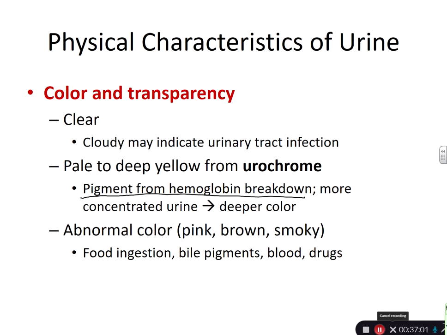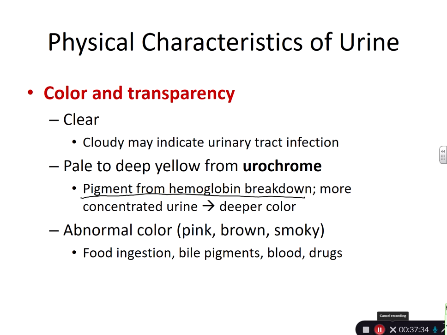An abnormal urine color would be like pink or brown, or smoky. If your urine is brown, what does that mean? Sometimes it could be blood. Usually it's more of a pink color if you've got red blood cells in there. Brown means you are severely dehydrated, right? If your urine is brown, you are incredibly dehydrated.